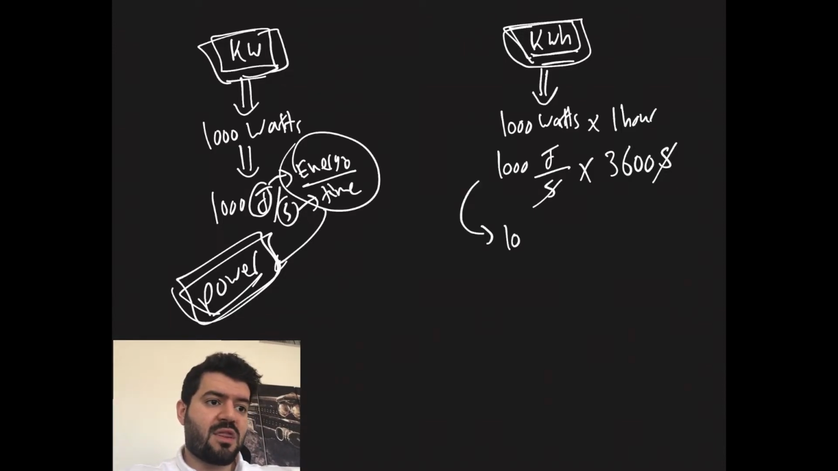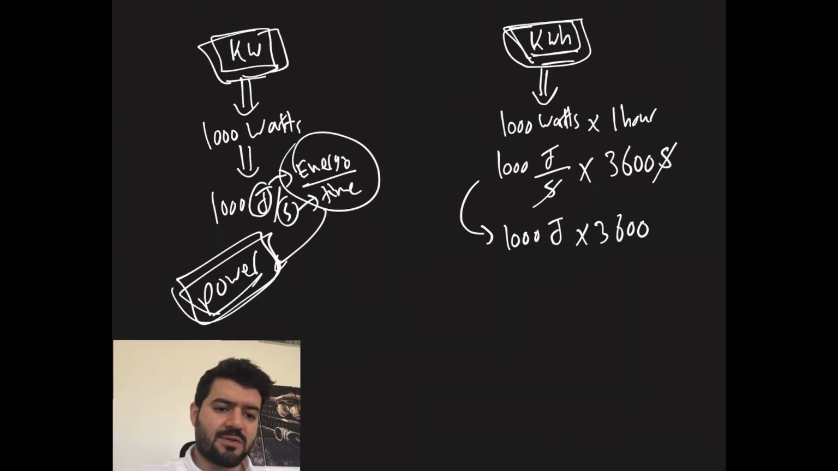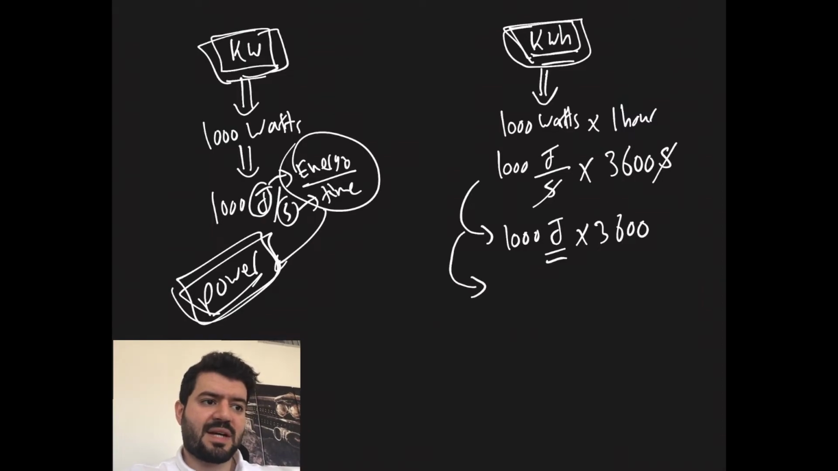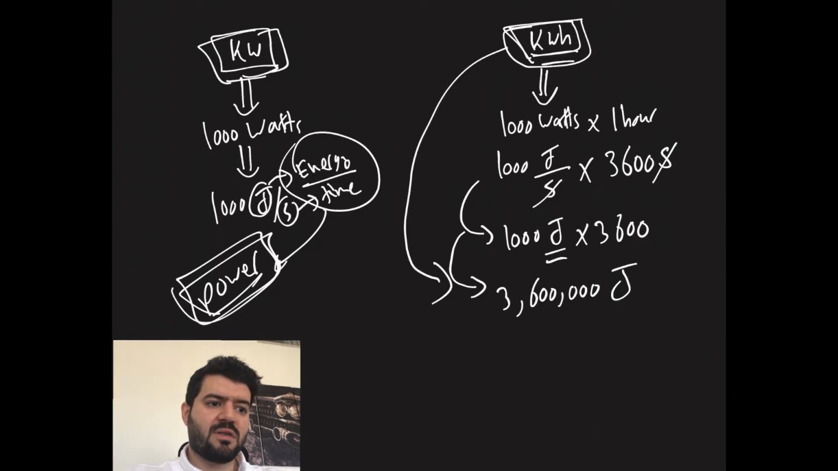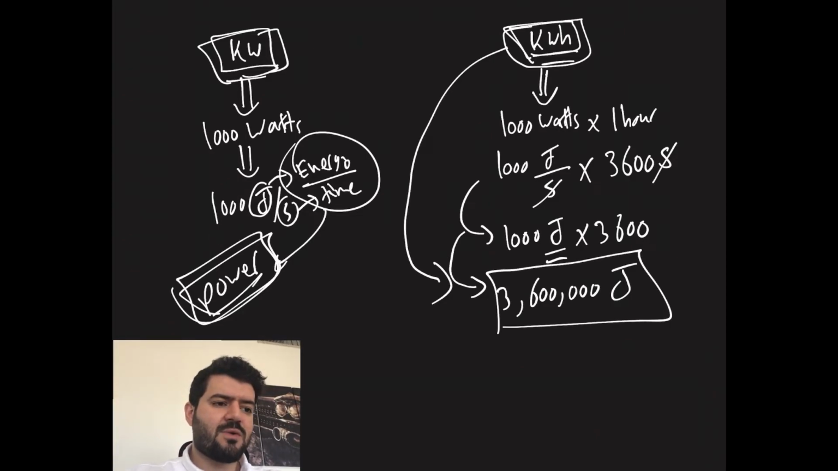We have 1000 joules multiplied by 3600. Now you will notice we have a number, and the only unit present is joules. This is quite interesting. Let's completely expand it out. We have 3,600,000 joules. So what you notice is that 1 kilowatt hour provides me with 3,600,000 joules.